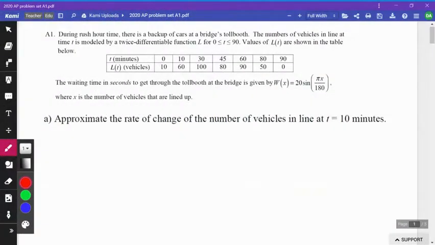Hey kids, this is a description of how to solve the problem. I'm not necessarily going to do the calculation, but I will just describe what to do.